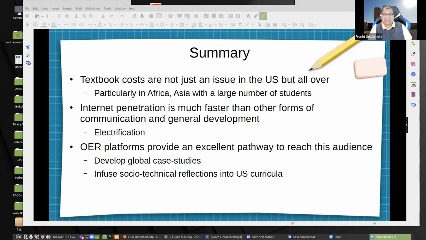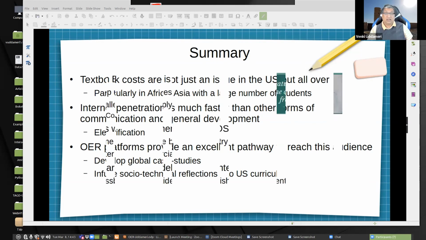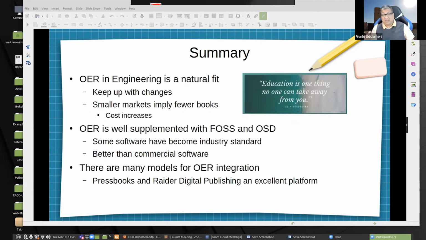OER provides an excellent pathway to reach this audience, develop global case studies, and that's not just useful for them, but really the benefits are also in the US, where we can infuse socio-technical reflections. We can talk about the purpose of engineering, the purpose of water, purpose of conservation of natural resources, sustainability, using examples where there are systems that are critically being stressed, so they understand what role engineering plays in the society as a whole, which is again a very important thing. Smaller markets, dynamic changes would also mean OER and engineering is a very good fit.